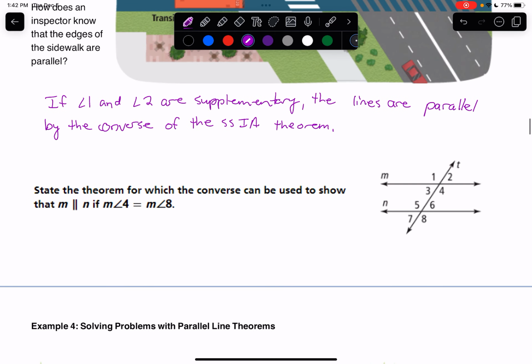Next, state the theorem for which the converse can be used to show that m is parallel to n if the measure of angle 4 is equal to the measure of angle 8. We'll look at the positions of 4 and 8. They happen to be corresponding angles, so we would need to use the converse of the corresponding angles theorem.